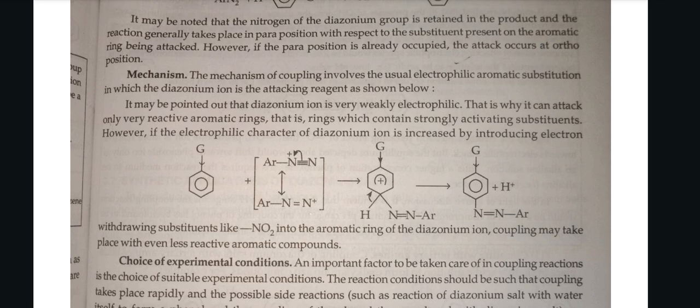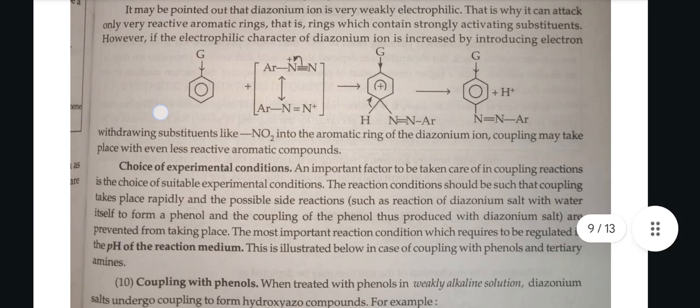That is why it can attack only very reactive aromatic rings, that is, rings which contain strongly activating substituents. However, if the electrophilic character of the diazonium ion is increased by introducing electron withdrawing substituents like NO2 into the aromatic ring of the diazonium ion, coupling may take place with even less reactive aromatic compounds.